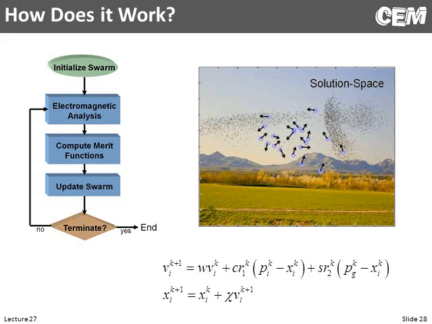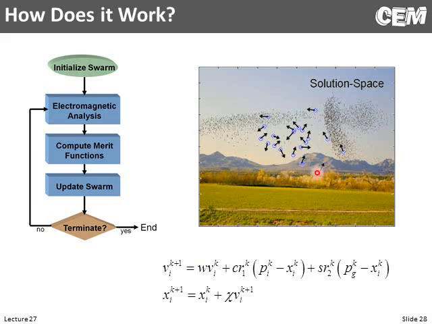Here's the simplest algorithm. There's lots of tweaks and hybrids of this, but here's the simplest. We initialize a swarm. In other words, we pick the positions of all these particles, and we also pick their initial velocities, so what direction they're moving and how fast. Then we loop through all of these, and we do an electromagnetic analysis to calculate the merit functions. So maybe we're calculating a spectra, then we look at the spectra, maybe we get things like bandwidth and suppression and all this kind of stuff. We tie together into a single merit function or fitness function, and then based on that information, we update the swarm.